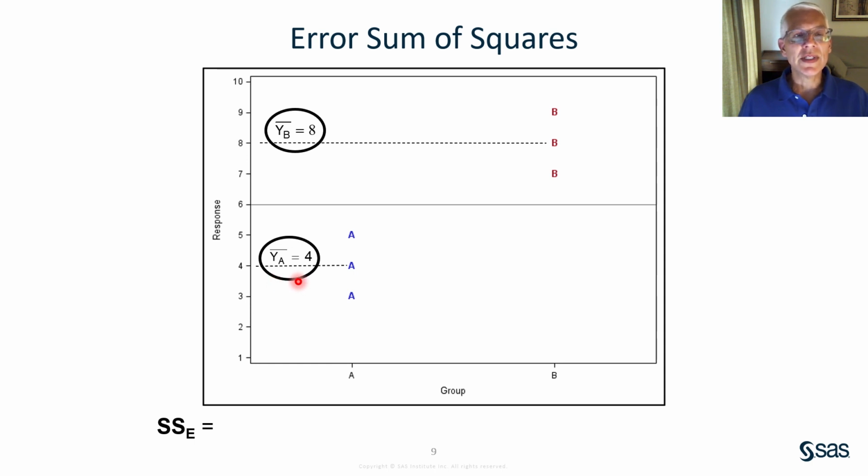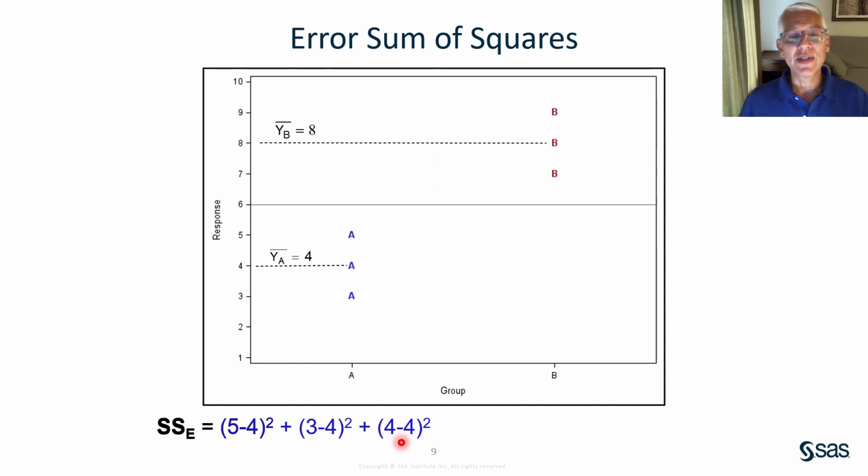Then, within this group, I'm going to subtract each individual point from the group average and square that value. So we're going to get a 5 minus 4 and square that. We're going to get a 3 minus 4 and square that. And we even get a 4 minus 4 and square that. So that's the within treatment variability for group A.